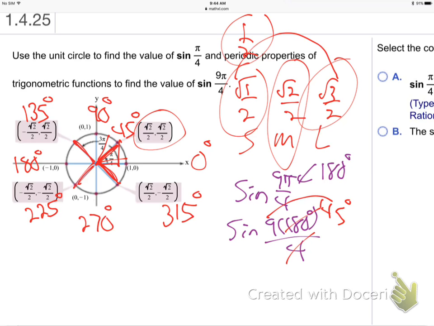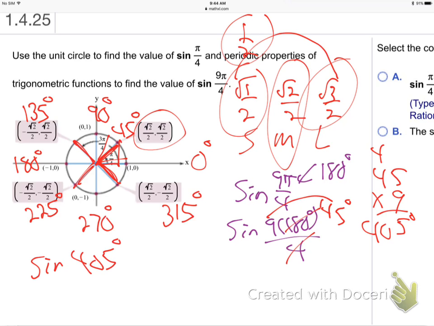So it's 9 times 45. You can do that over here on this side. I'm going to do it without a calculator as well. 5 times 9, 45. 4 times 9, 36. 405. So it's 405 degrees. So it's the sine of 405 degrees. That's more than 360, so subtract a full circle. What do you got, 45?